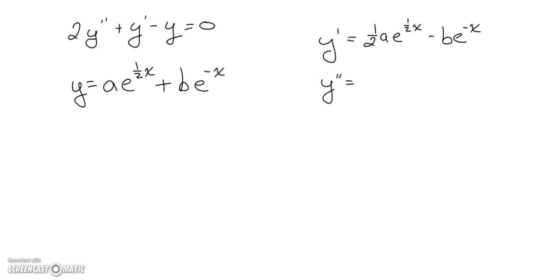All right, now we need the second derivative. 1/4 a e to the 1/2 x, got it, plus b e to the negative x.